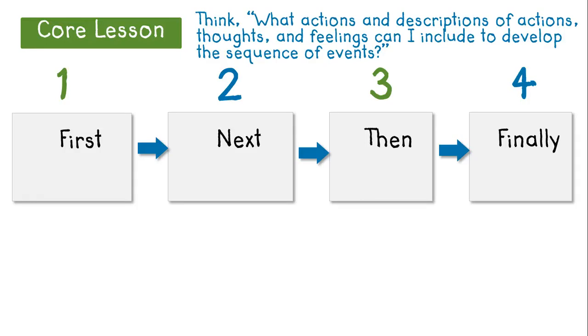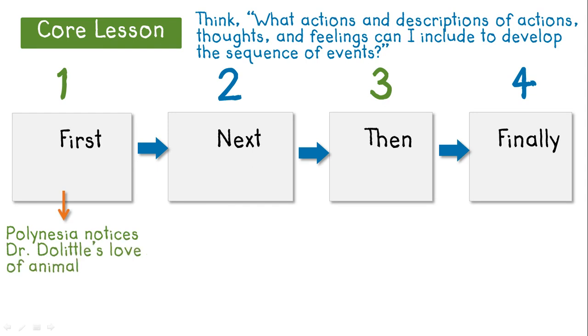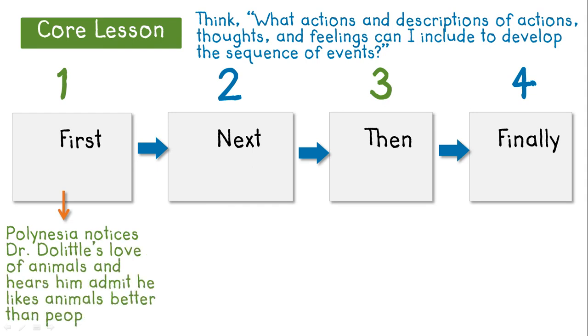So at the beginning of the story, Polynesia saw the obvious love of animals that Dr. Doolittle had. And she heard him say that he likes animals better than people. So let's jot that down for our first box. Polynesia notices Dr. Doolittle's love of animals and hears him admit he likes animals better than people.